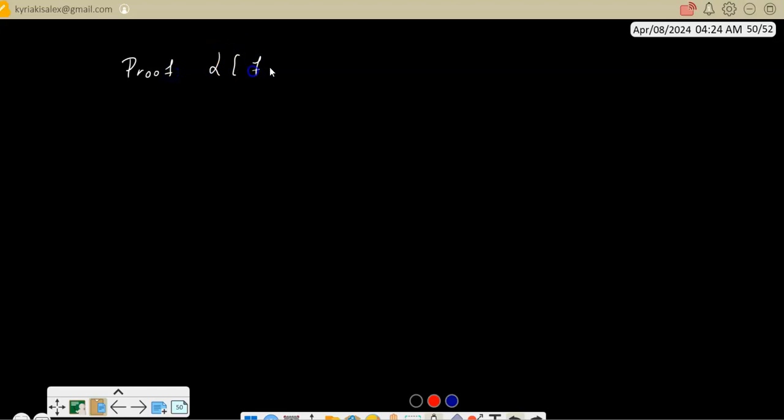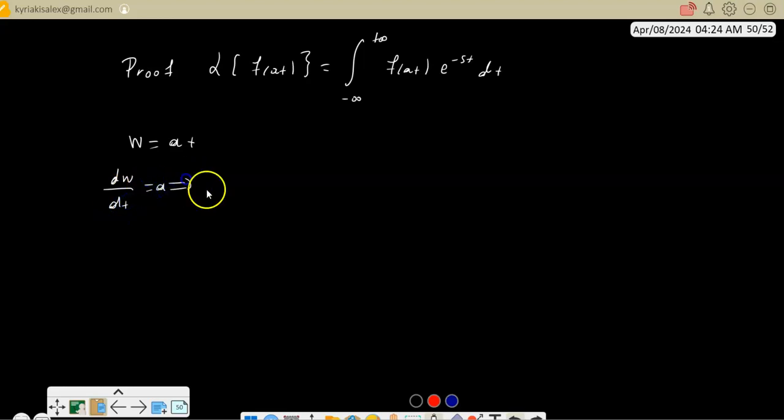Laplace transform of f of a times t. The integral from minus infinity to infinity f of a t e to the minus st dt. Now let's change the variable w equals a times t. dw dt equals a. So from here dt equals 1 divided by a dw.